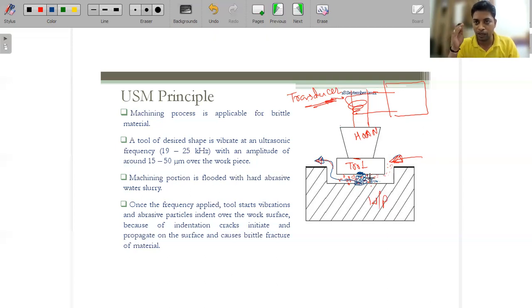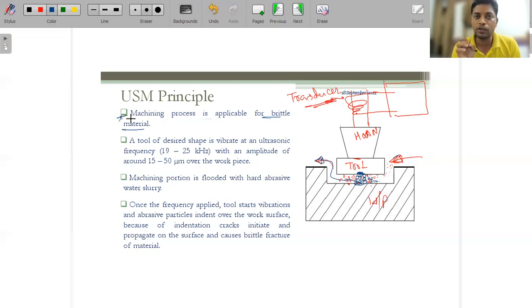So this is how the principle takes place, that is, how the material removal takes place in ultrasonic machining. So what are the main important points here? The machining process is applicable only for brittle material. Yeah, this is an important point.